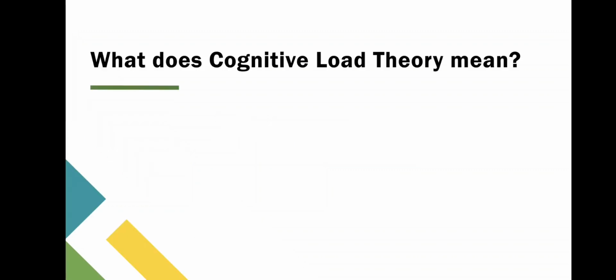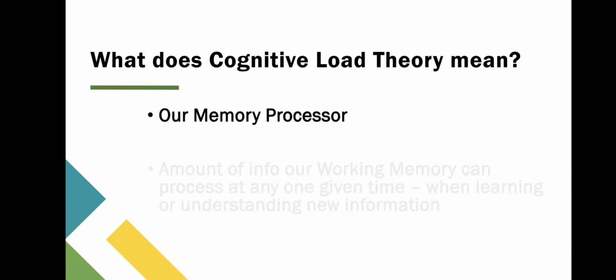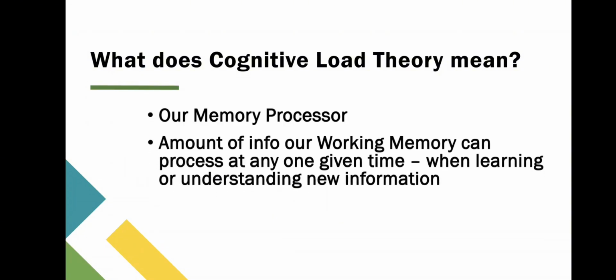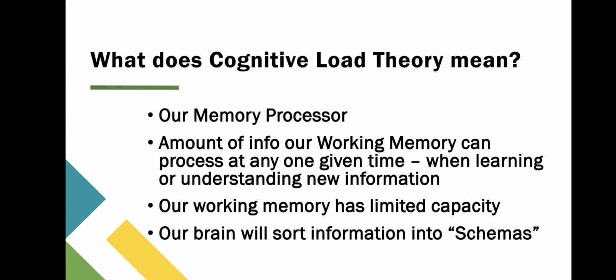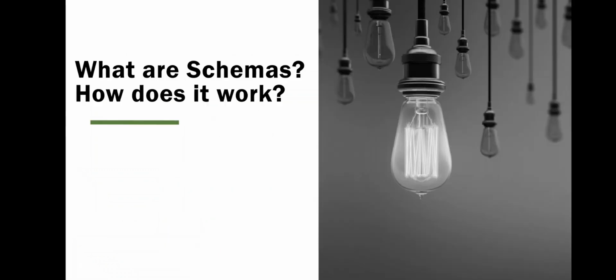So, what is cognitive load theory? It refers to the amount of information that our working memory can process at any one given time. It is based on the idea that our working memory has a limited capacity. Our brain, as wonderful as it is, will automatically sort information into what are called schemas.